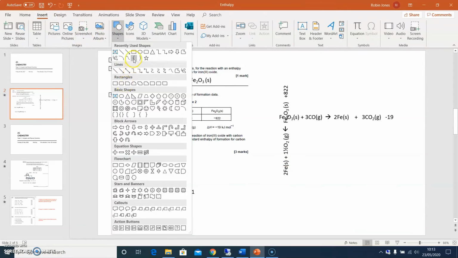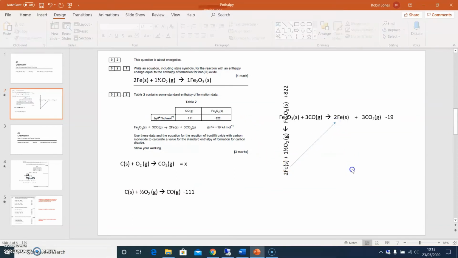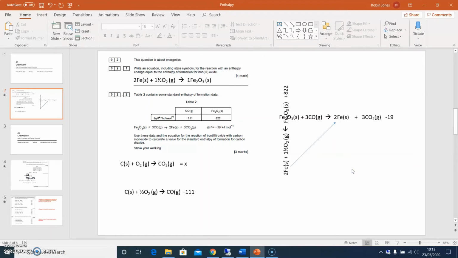Insert shape, arrow. That going to that. Well, it's the same. So that must be nothing. So that is nothing there. There's no enthalpy change there because that is that. It's the same. So I could put a nothing over that if I wanted to, but I can just discount it. It's the same. Okay. What else have I got?